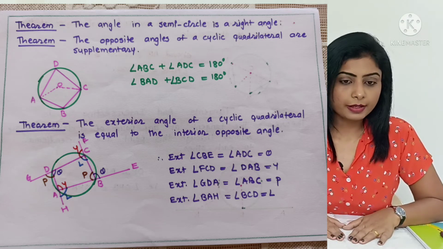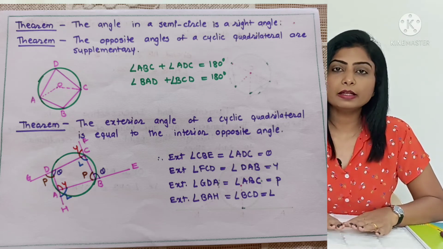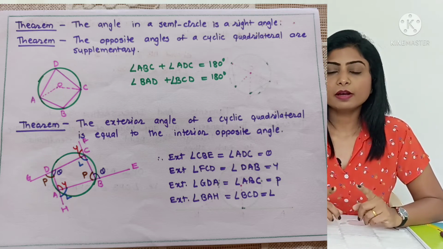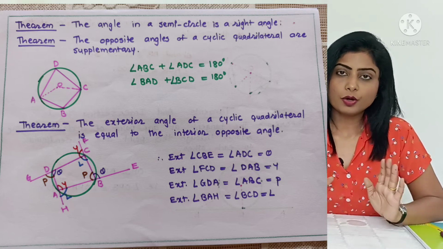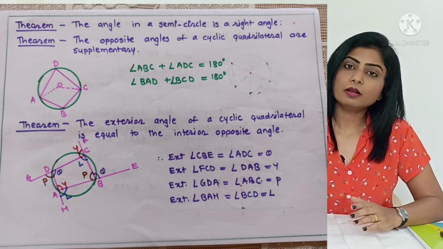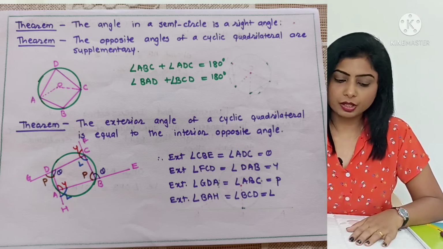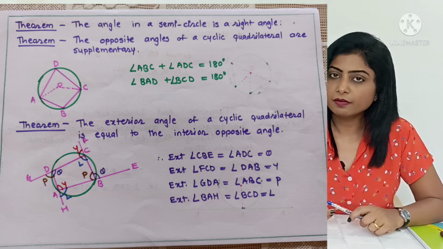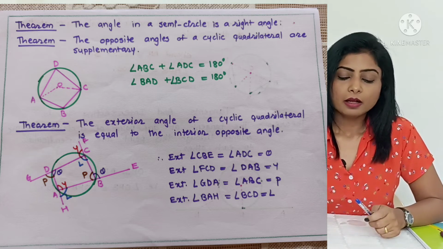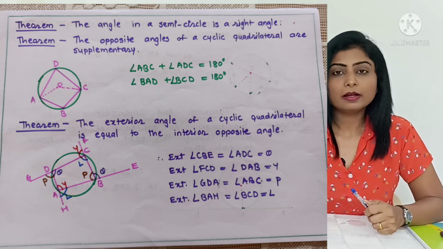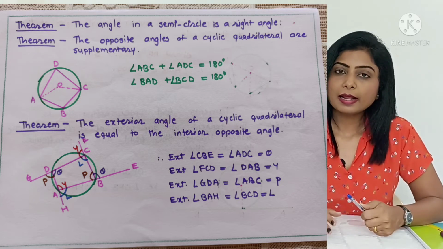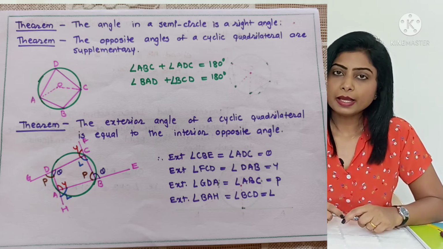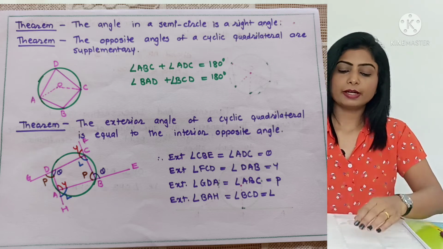Now let us take the next theorem, which states that the exterior angle of a cyclic quadrilateral is equal to the interior opposite angle. So here I have drawn the exterior angle at every point of the quadrilateral, and I have shown the respective interior angle which is equal to the exterior one. So let us read out angle CBE. Angle CBE is equal to angle ADC, which I have denoted as theta. Then exterior angle FCD is equal to angle DAB, which is denoted as Y. Exterior angle GDA equals angle ABC, which I have denoted by P. Exterior angle BAH is equal to angle BCD, which is denoted as L.